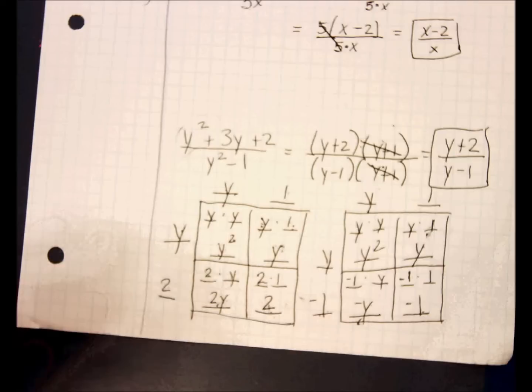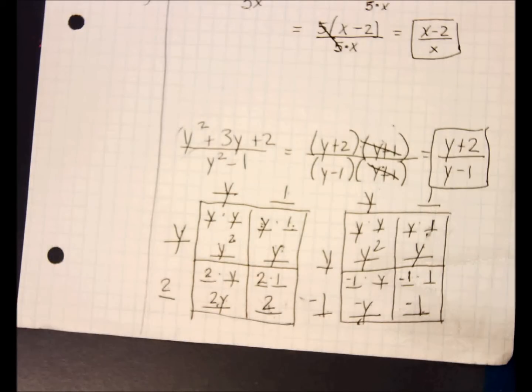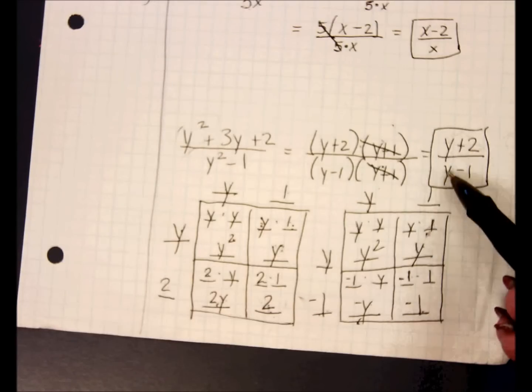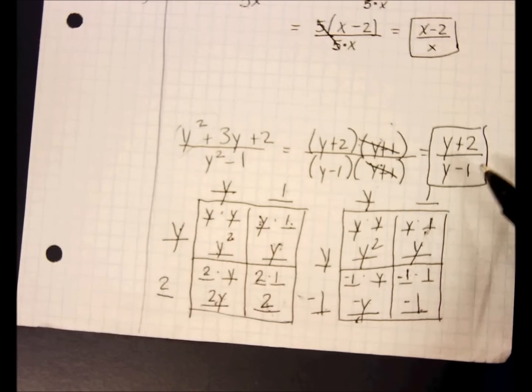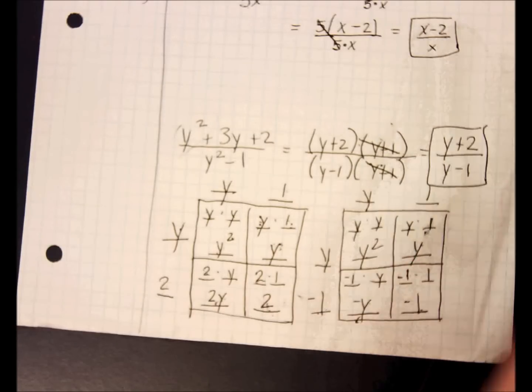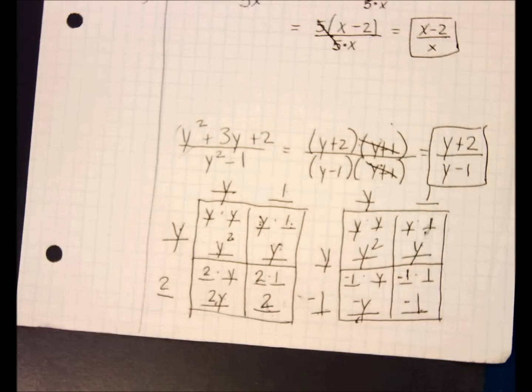I cannot take these y's out because this y is attached to a plus 2 and this y is attached to a minus 1. So I can't simplify those out because they are attached to that. Just like up here, the x is attached to the 2 as well. So we can't pull those ones out.